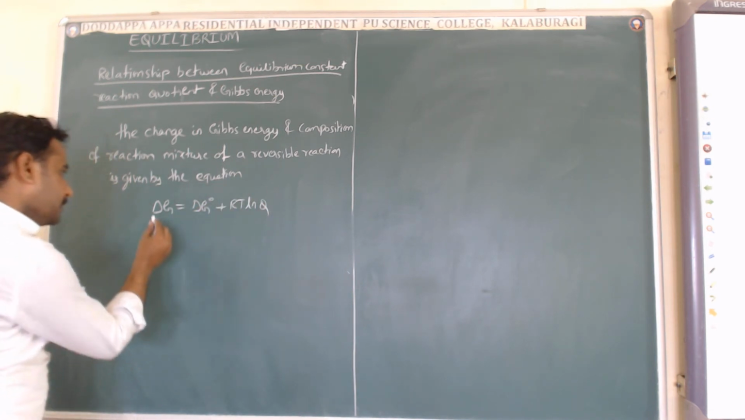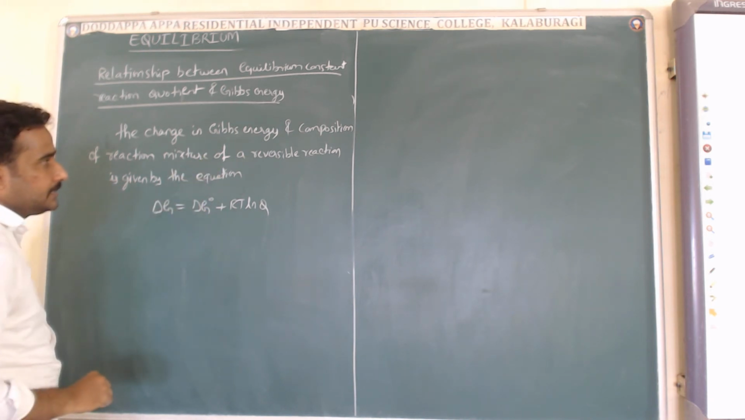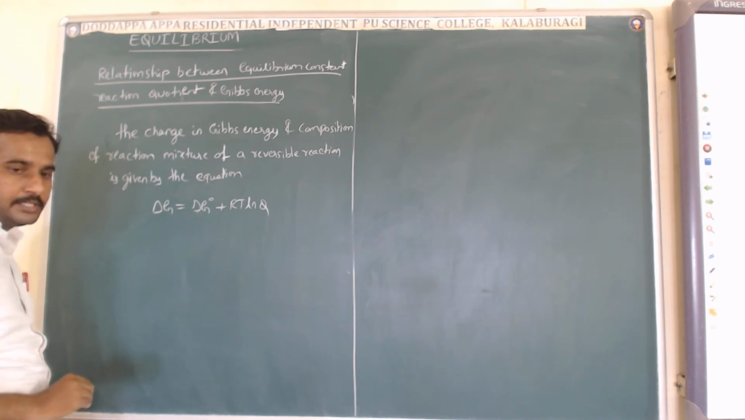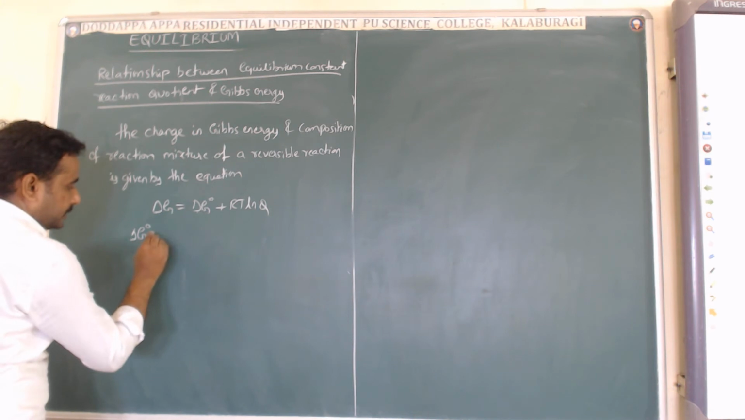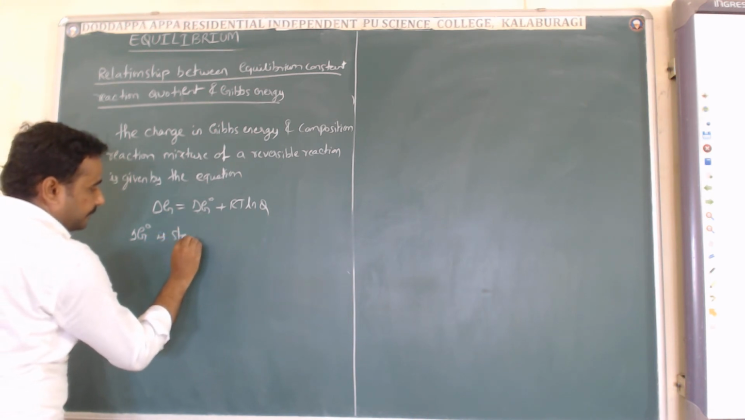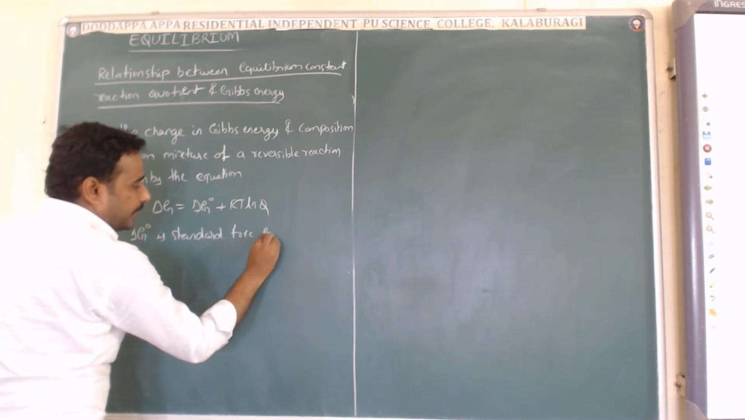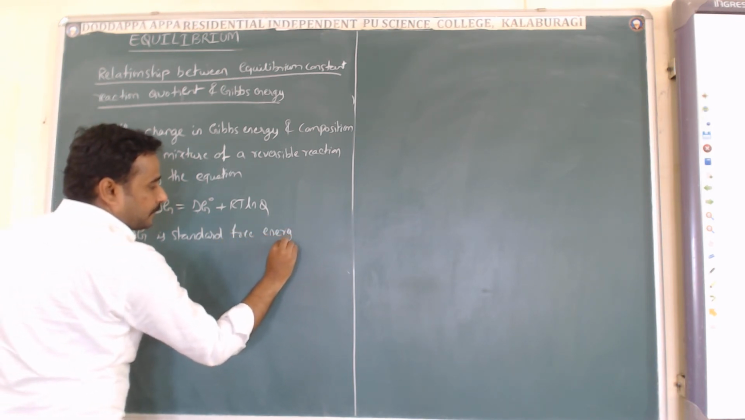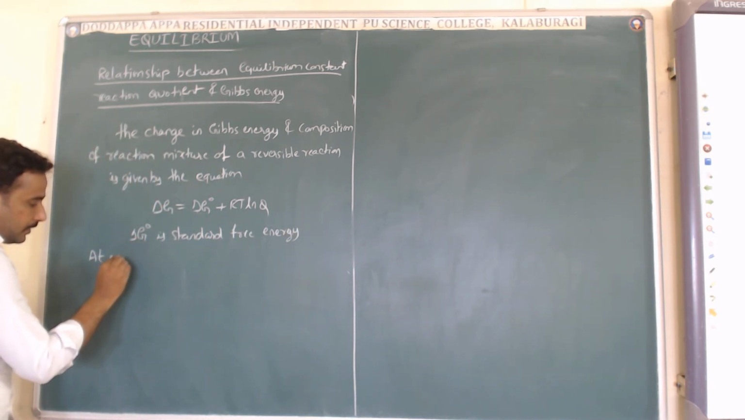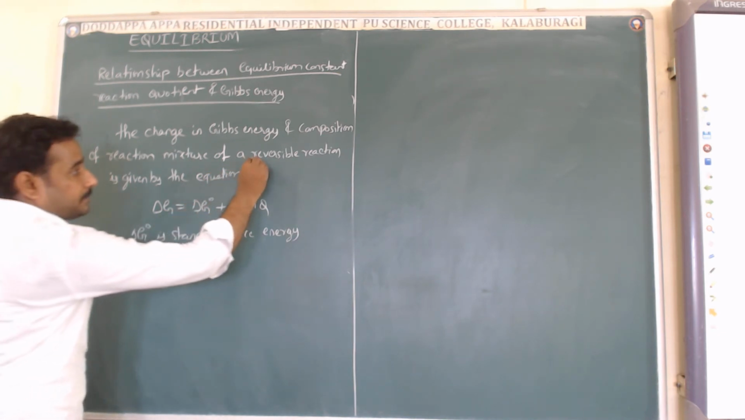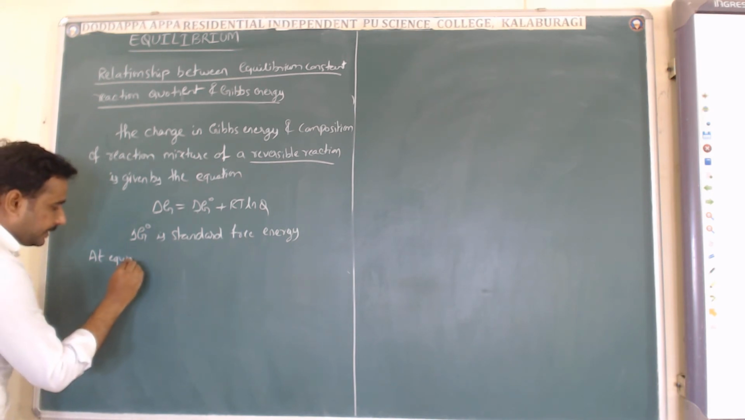What is delta G naught? Delta G is the Gibbs energy, and delta G naught is the standard free energy. Next, when at equilibrium, the reversible reaction is at equilibrium.